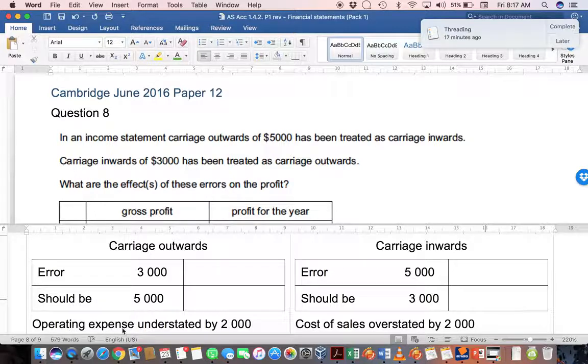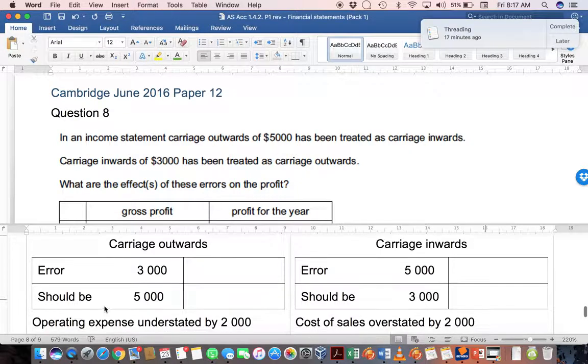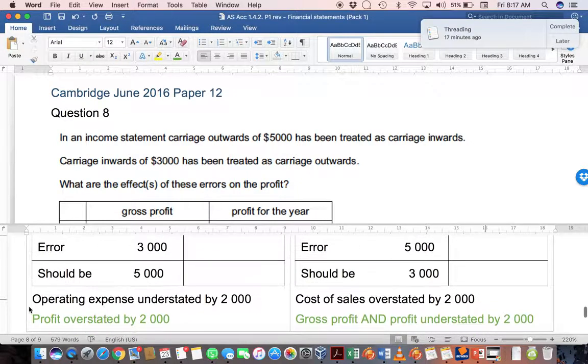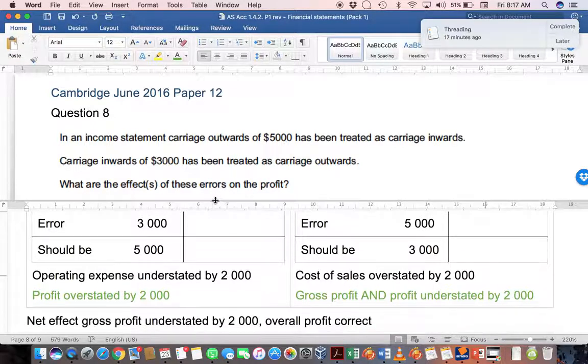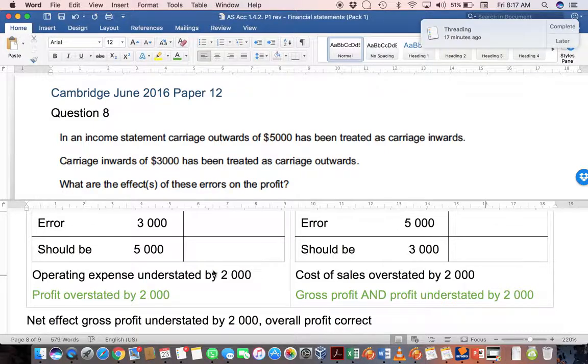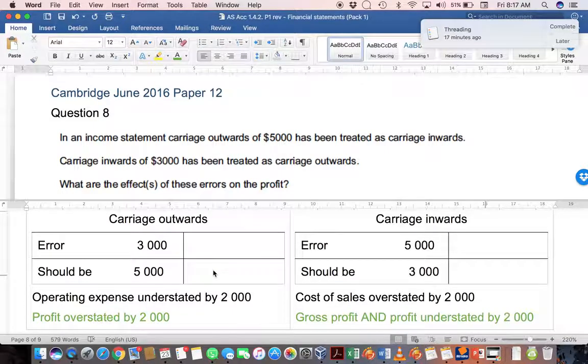Remember that carriage outwards is simply an operating expense. It's the carriage or the delivery fee that I'm paying on goods that are being sent to the customers after the sale. So it's a selling and distribution cost or a marketing cost. And it is only part of my operating expenses, and so therefore it would only have an impact on my profits. So based on this, my profits are going to be overstated by 2,000. I'm just going to make that window a little bit bigger so that you can see it more easily.